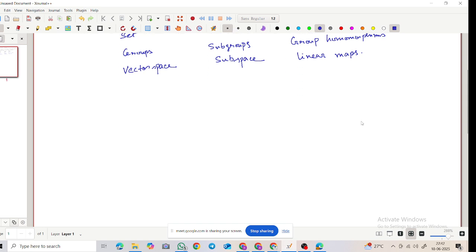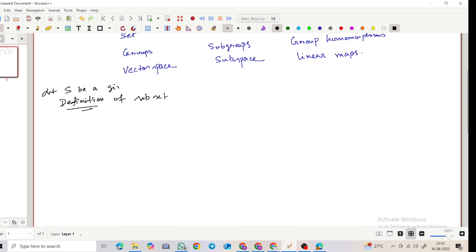Now tell me this thing. What is the definition of a subset? Anyone? Let S be a given set. Tell me, S prime is said to be a subset of S if what? Please complete the sentence. If S prime is contained in S. Yeah, both of you, go ahead one by one. Ladies first.